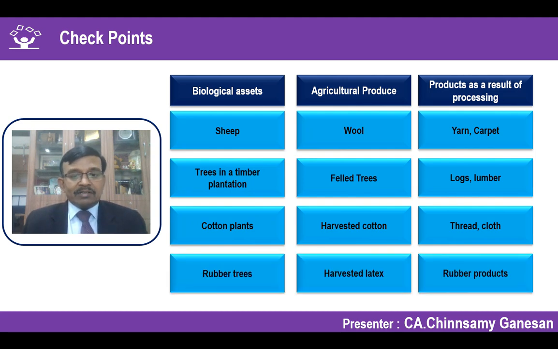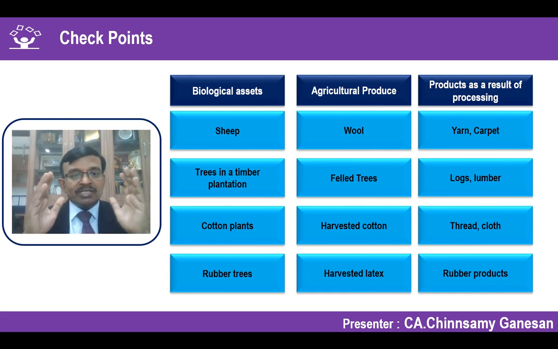Rubber tree, I have already talked about, is a bearer biological asset because you are only harvesting the latex from the rubber trees, and rubber trees are not sold as such. It may be scrapped after the economic useful life. So that scrap is not significant for our consideration. So it goes to Ind AS 16.